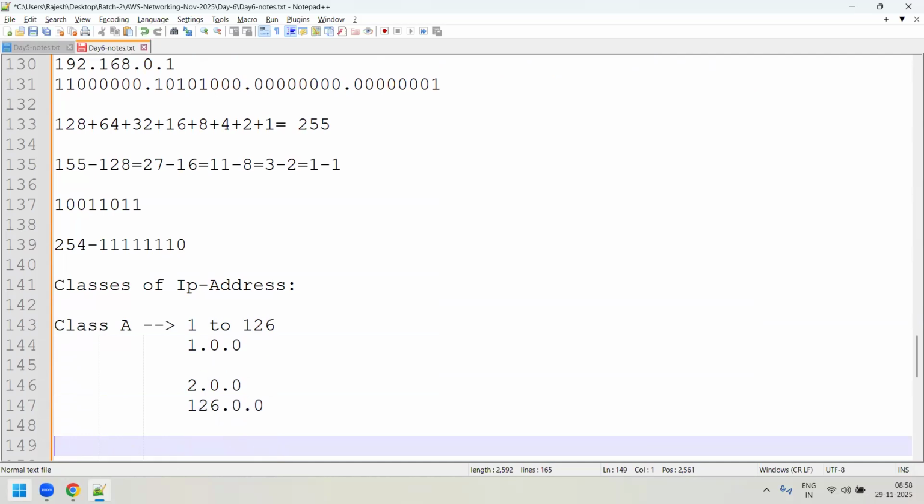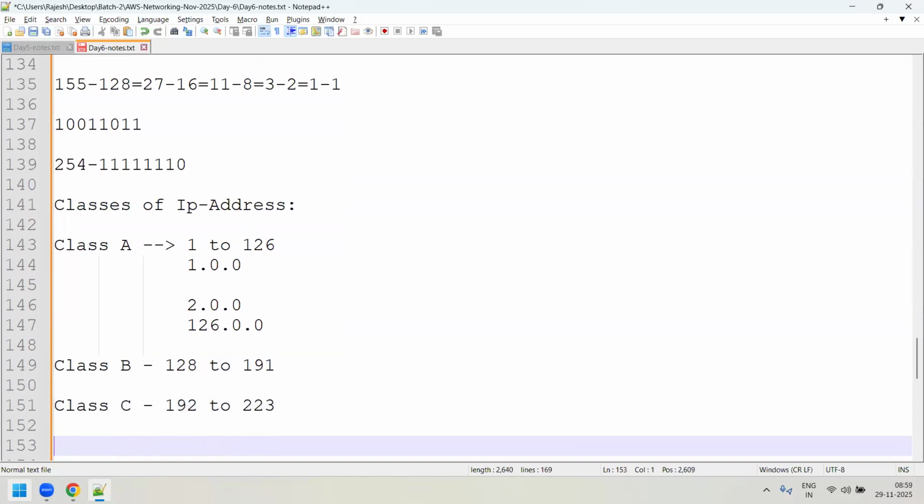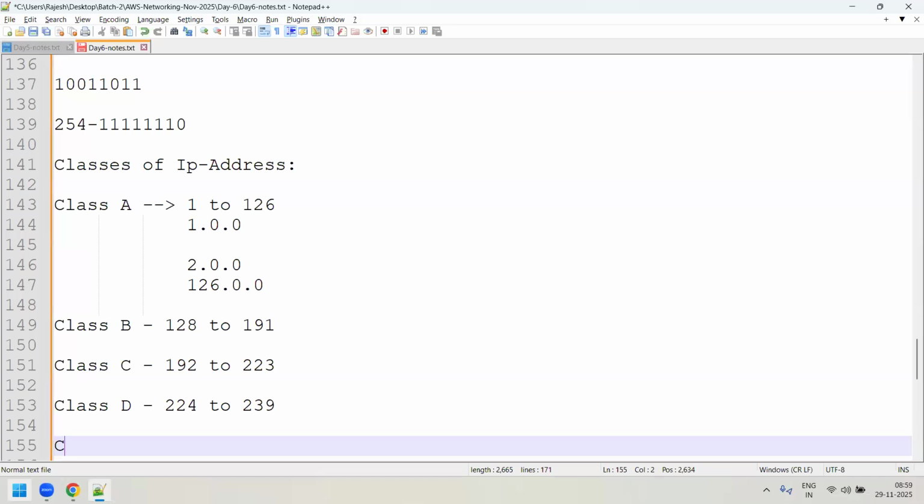What about class B, sir? You can open the table. It starts from 128 to 191. Class C IP addresses fall from 192 to 223. Class D IP addresses are 224 to 239. Class E IP addresses are from 240 to 255. This is what the classes of IP addresses are.